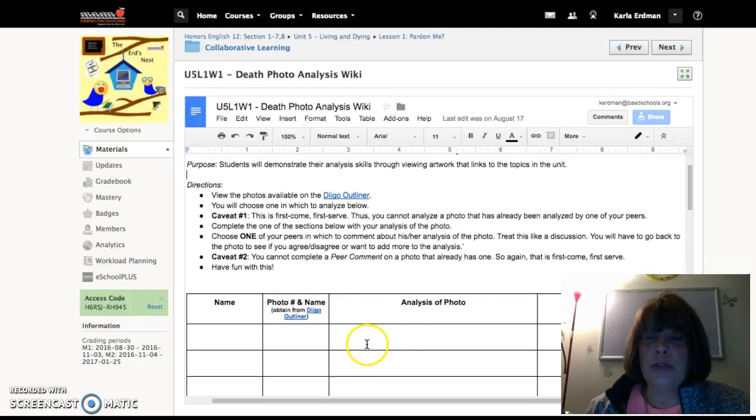What you're going to do is do an analysis of the photo, and then you also have to comment. So make sure you're reading the directions here. It says you cannot complete a peer comment on a photo that has already been done. So again, first come, first serve. If you're last, you're not going to have very many choices.